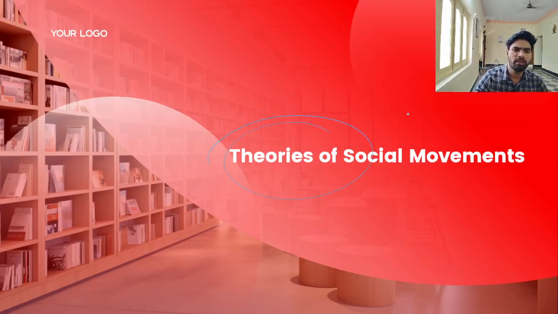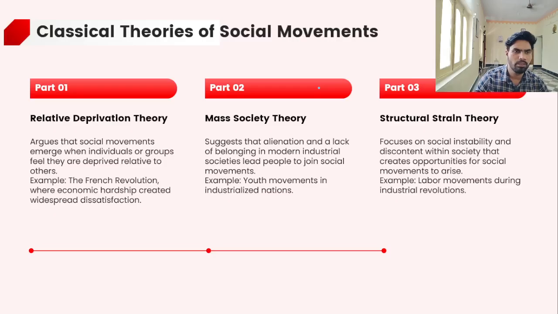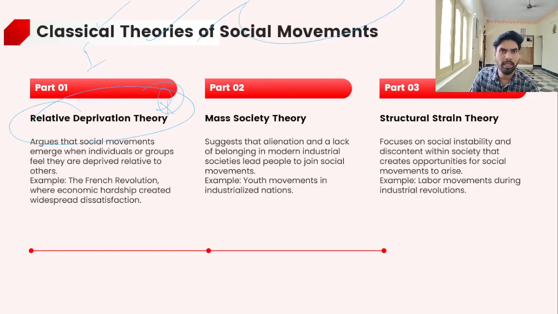Now we will see briefly the theories of social movements. First we will understand the classical theories of social movements, then we will come to the new age movements. The first classical theory is relative deprivation theory. This is a very important theory. This also explains the movements in our country, like regional movements, and communal violence is also explained by relative deprivation.